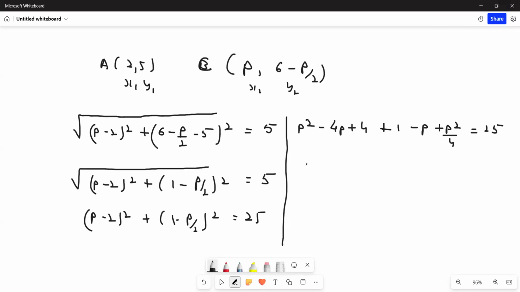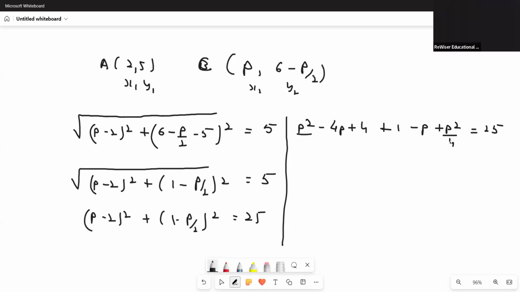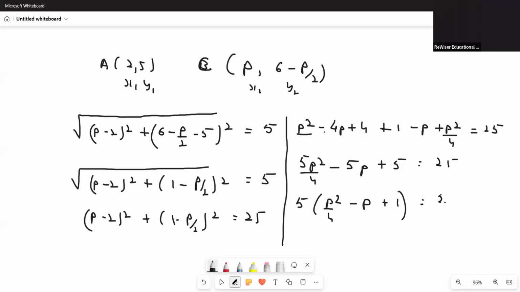No, sir. Right. So that's p squared plus p squared by 4. So that gives you 5p squared by 4, right? Minus 4p and minus p. So that's minus of 5p, right? And that's plus 5. And that's equal to 25. So I can take 5 out, right? I can write it as p squared by 4 minus p, and that's plus 1. And that should be equal to 25.